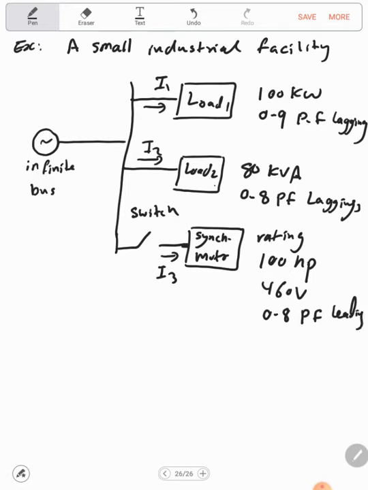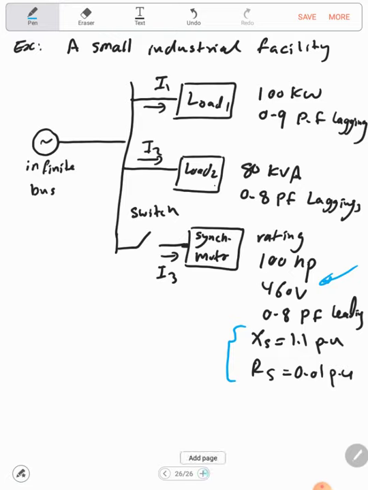and we have XS equal to 1.1 per unit, and the RA or RS equal to 0.01 per unit. Those reactance and resistance are calculated at the rated value of the synchronous machine.